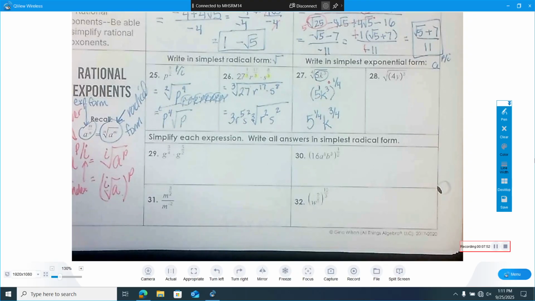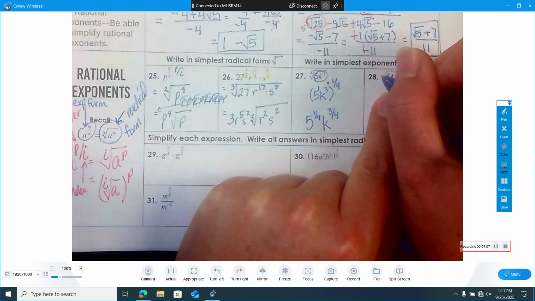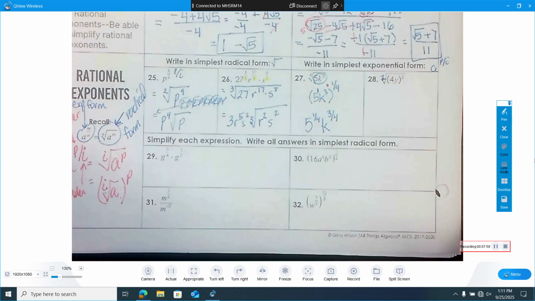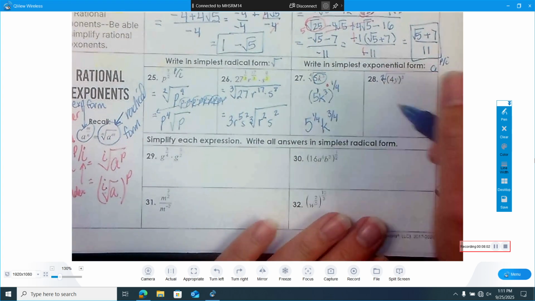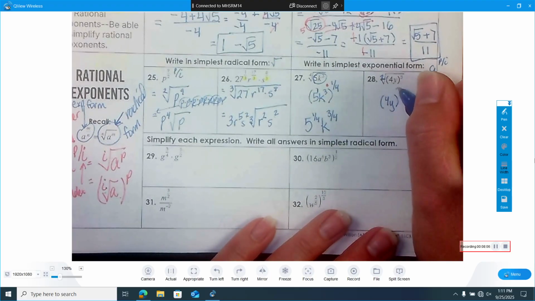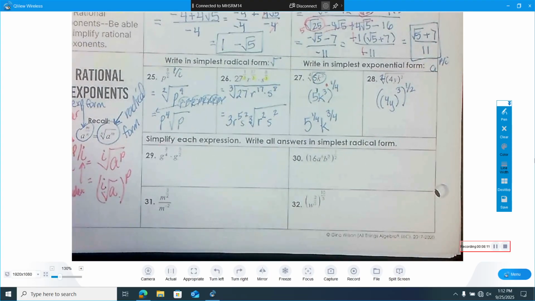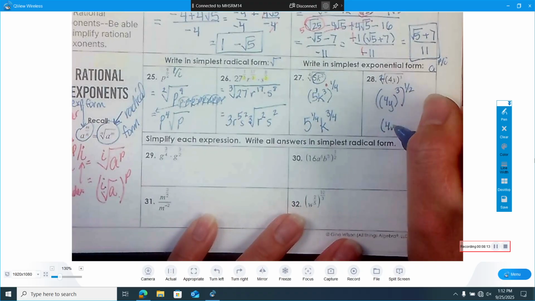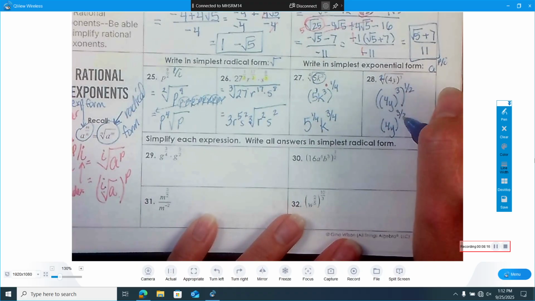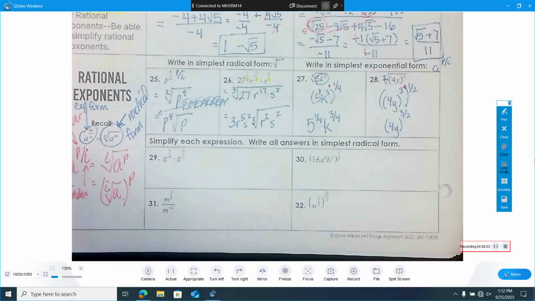Okay. What's the index on number 28? 2. Yeah, invisible 2 there. It's a square root, the implied 2. So this would be 4y. It has a power of 3, and we could take it to the 1/2 power. That's on the outside. And then to clean that up, 4y, I'm going to multiply my powers. We get 3/2. So 4y to the 3/2 there.